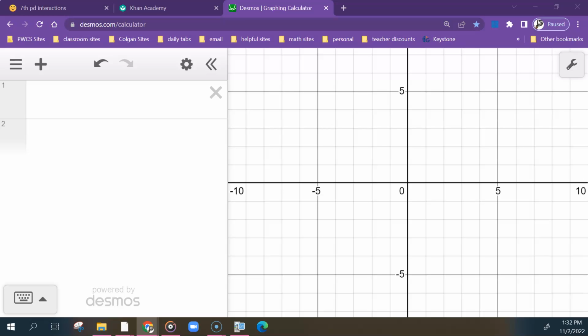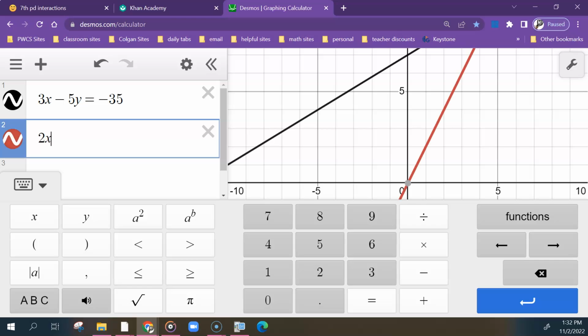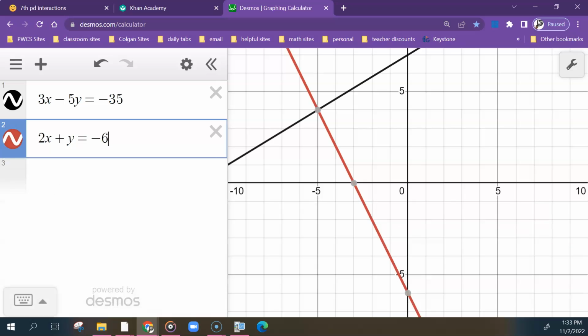So I'm going to type the equations in exactly as I see them for number 7. 3x minus 5y equals negative 35. And 2x plus y equals negative 6. It will graph those for you. And then if you click on the middle of where they intersect, it'll show you the intersection point. So that'll be good when you're practicing at home, as you should be practicing at home.